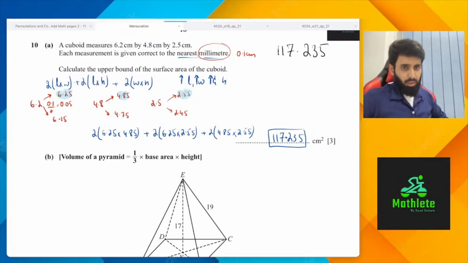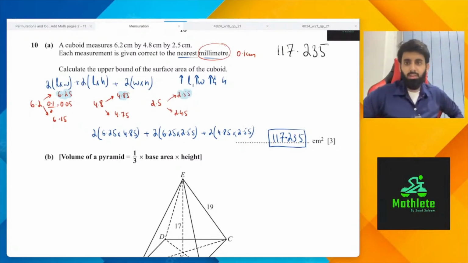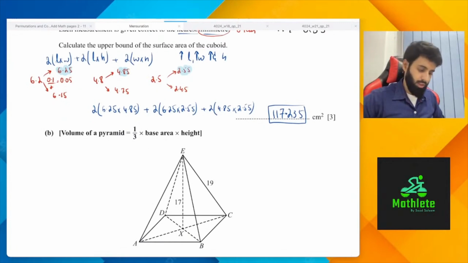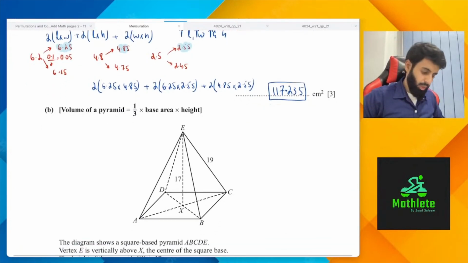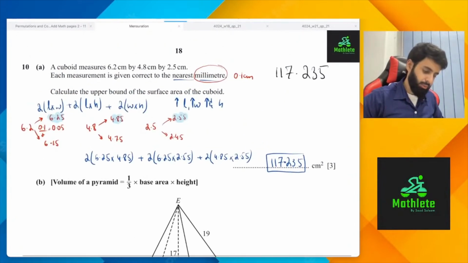So we have to now apply the formula on their upper bounds. We're going to use all the upper bound lengths, whatever dimensions we have, use their upper bounds, and then we're going to find out the total surface area. Okay, now part B. Have a look at this. Let me give a recap. Since we want the upper bound of the surface area, whatever dimensions we use, we use upper bounds of them.